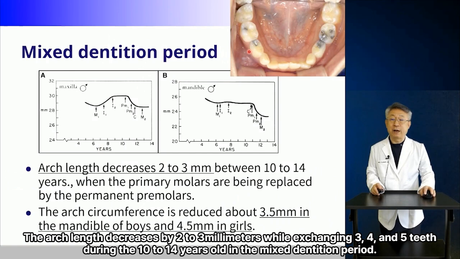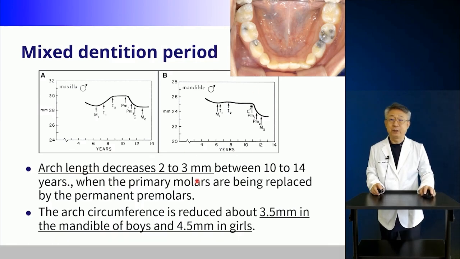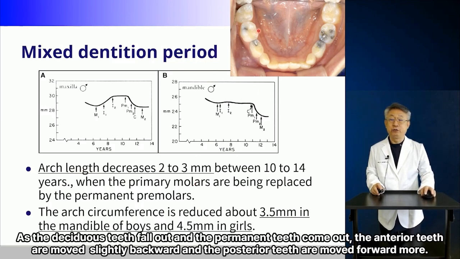The arch length decreases by 2 to 3 millimeters while exchanging 3, 4, and 5 teeth during the 10 to 14 years old in the mixed dentition period. As the deciduous teeth fall out and the permanent teeth come out, the anterior teeth are moved slightly backward, and the posterior teeth are moved forward more.